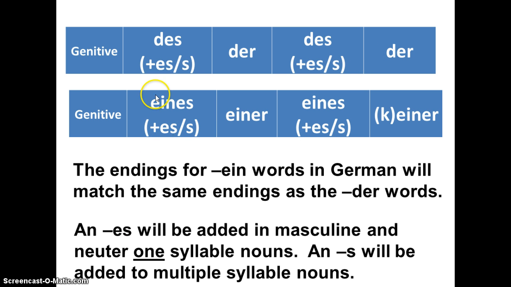You'll notice that there's some extra s's in the masculine and in the neuter. That's because in genitive case, down here I've highlighted that one syllable nouns will add es if they're masculine or neuter, and if the noun is masculine or neuter and more than one syllable, it will just add an s. The way that I remember that is to say if it's a short word, it can take a longer ending. One syllable words are short. They'll take es, and longer words you don't want to make any longer, so they will just add an s.